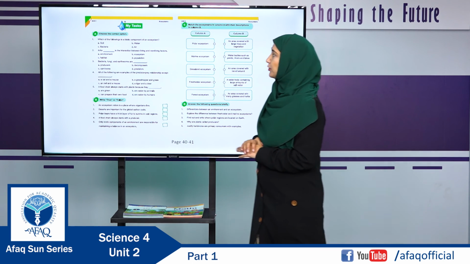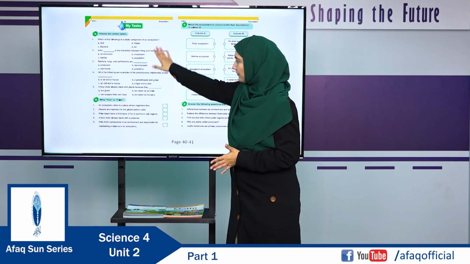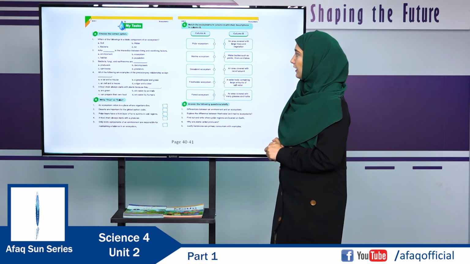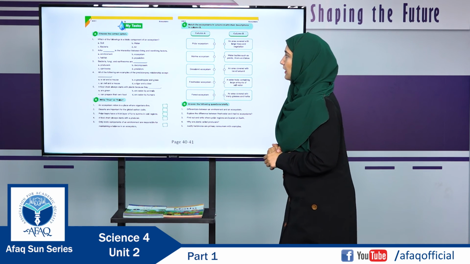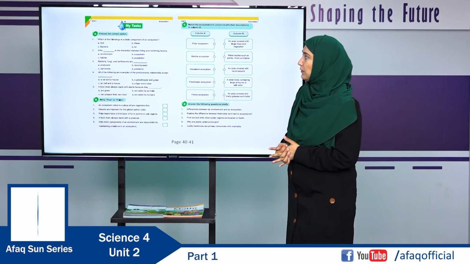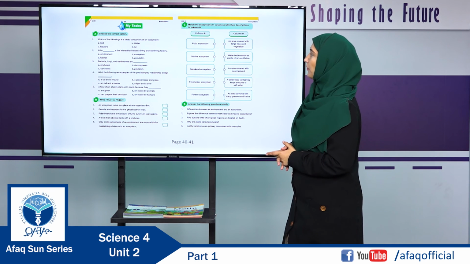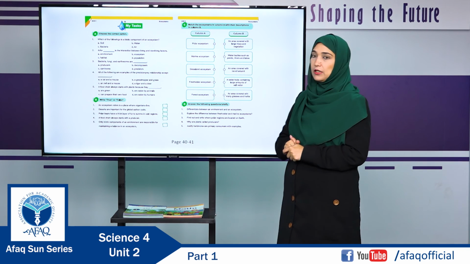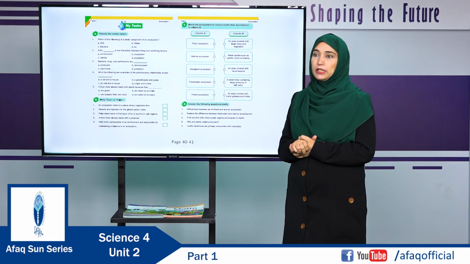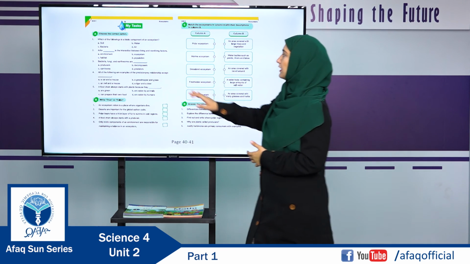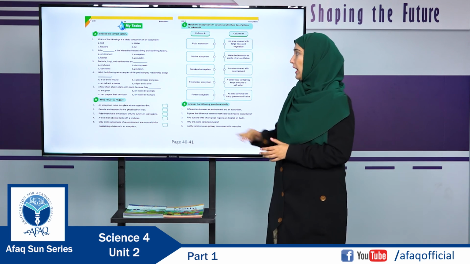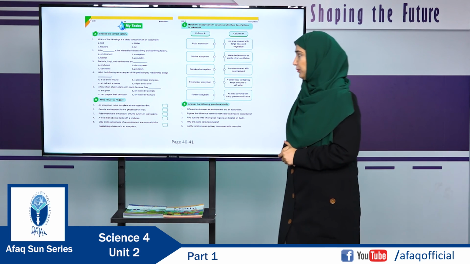Question A is choose the correct options. Here some MCQs are given. You have to choose the correct option and circle that option. Number 1 is, which of the following is a biotic component of an ecosystem? Soil, water, bacteria and air. Which one is the biotic component? Yes, the correct answer is C, bacteria. In a similar manner, you have to solve the other 4 MCQs.